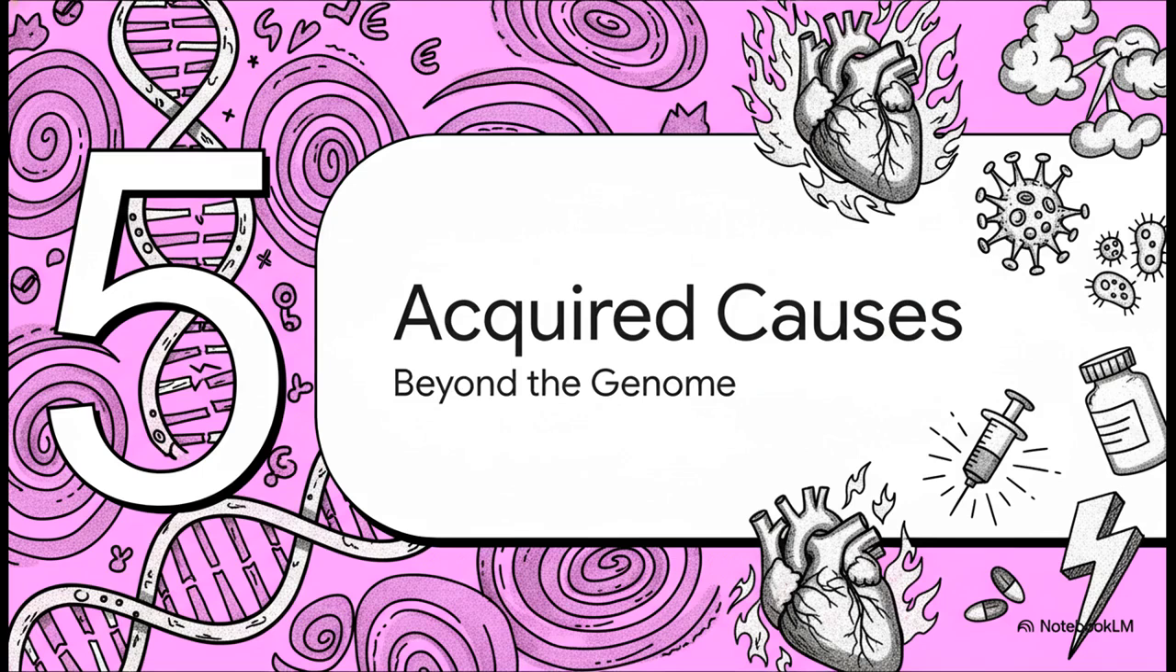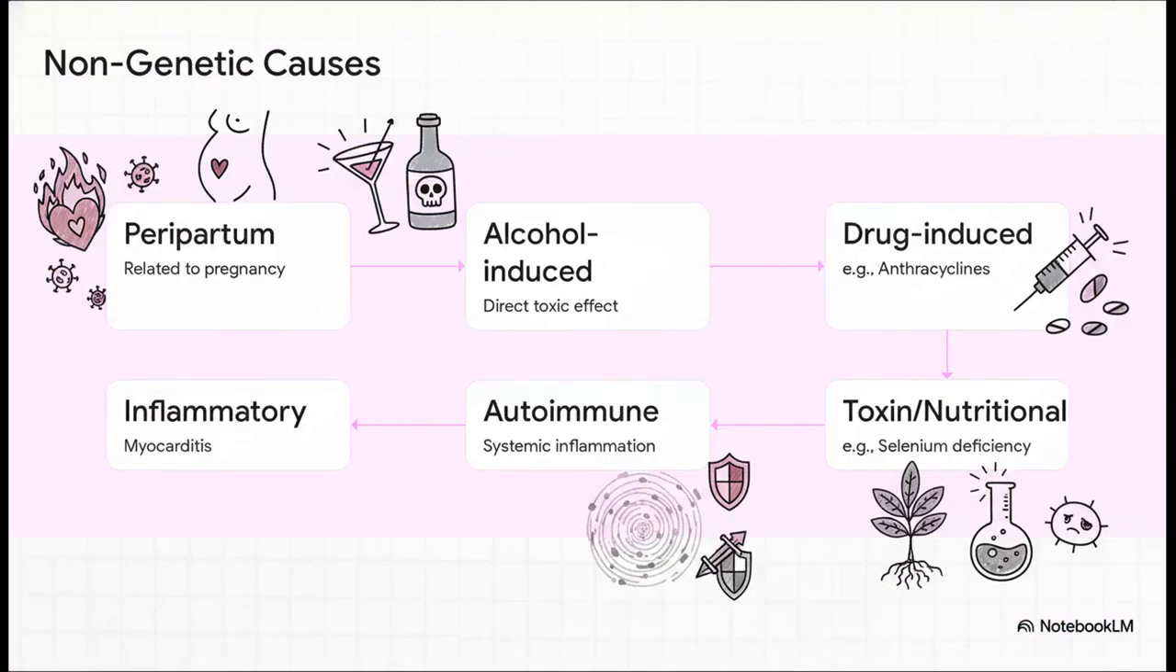Now, while genetics are a huge piece of the puzzle, it is so important to remember that a huge proportion of cardiomyopathies are acquired. They're the result of some specific insult, a systemic disease, or an inflammatory process that happens during a person's life. And this just shows you the whole spectrum of key non-genetic causes. You have things like peripartum cardiomyopathy, which is related to the unique stresses of pregnancy.